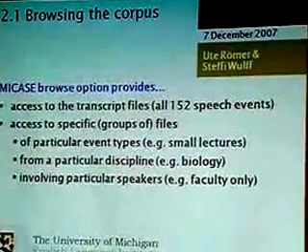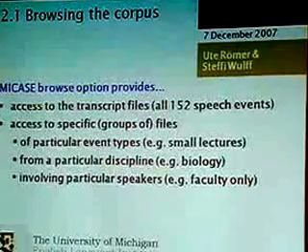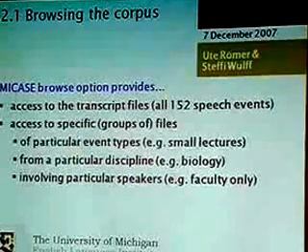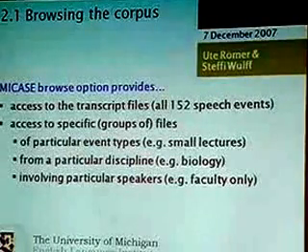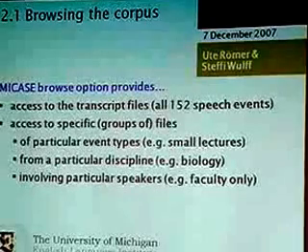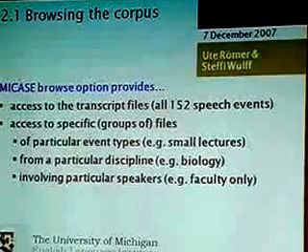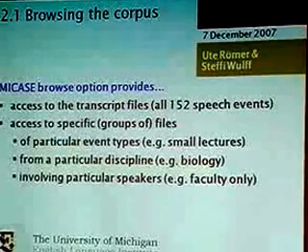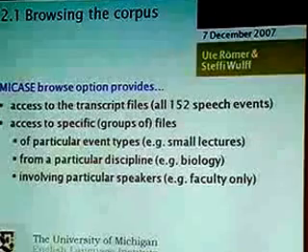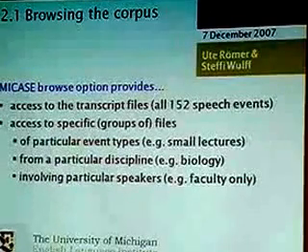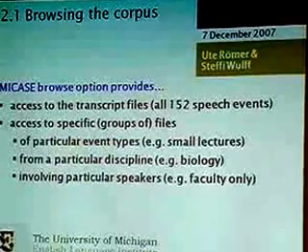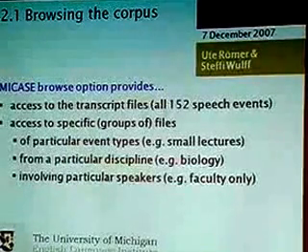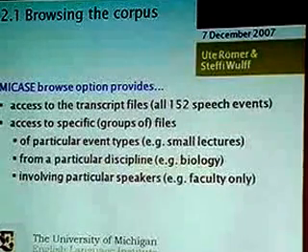So if you are not too familiar with the corpus yet and what it contains, the browsing option is a good starting point for everybody to gain an understanding of what is available to you in MICASE. Alternatively, though, the browsing function already gives you the option of selecting only specific groups of files. Okay. So if you're interested only in a particular event type, such as small lectures as opposed to large lectures, or discussion groups as opposed to lectures or whatever, you have the option of retrieving only those files. Similarly, you could go only for a particular discipline.